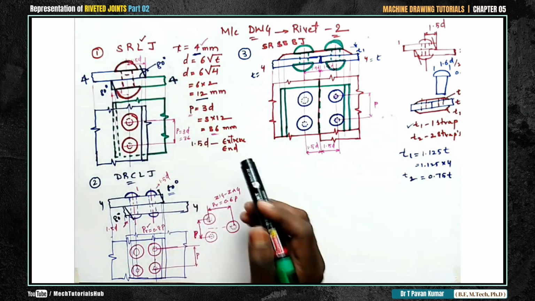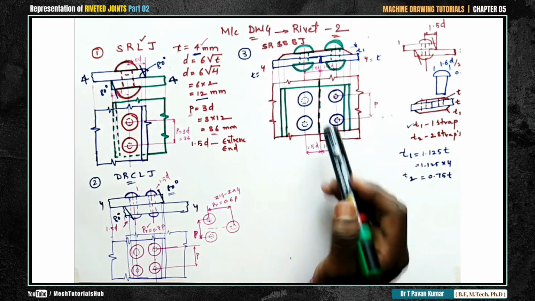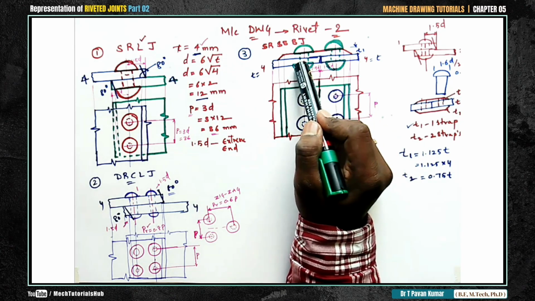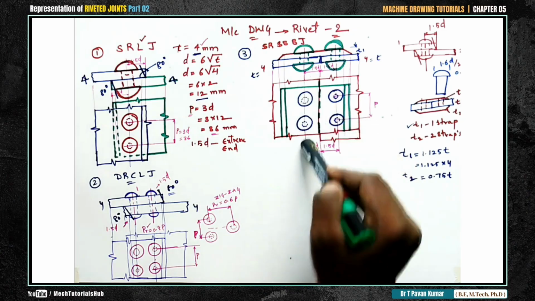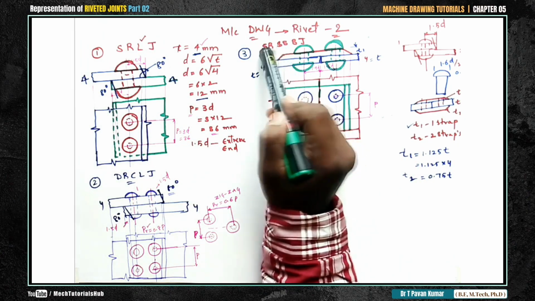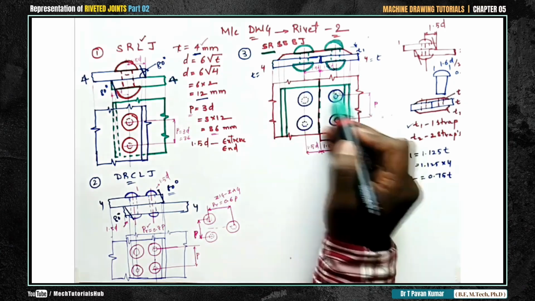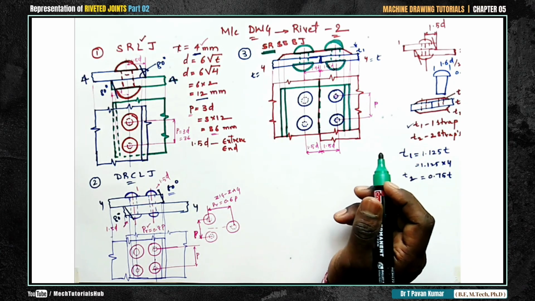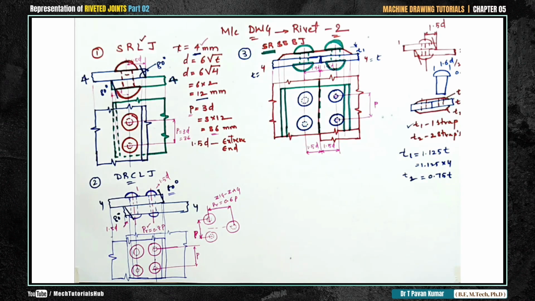So what is the difference between lap and butt is, in this case if it is a single riveted single strap, it means towards one side of the butt joint, how many rows do you have? Towards one side I have only one row, then we can call it as single riveted. Okay, one side of the butt I have only one row, other side also one row only, so we can call it as single riveted. Okay, if you have one more row added, I'll make a rough sketch now. I'll make some rough sketch.